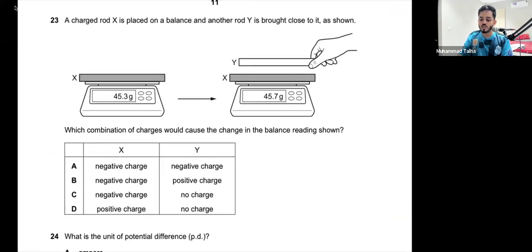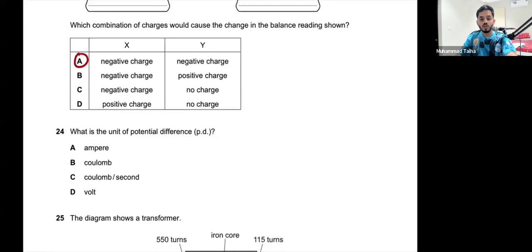A charged rod is placed on a balance and another rod Y is brought close to it as shown. So if I see here, initially it was showing some mass 45.3 and then it's showing 45.7. This means it's pushed down more, so it must be repelled by this charge. So whatever the charges are, they must have the same charges. So it's definitely negative, negative. Nowhere else do I see a case where the charges are the same. Right? That's this one. What is the unit of potential difference? Pretty easy. That's the volt.